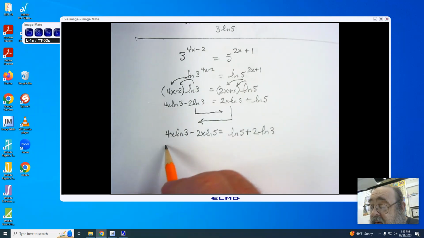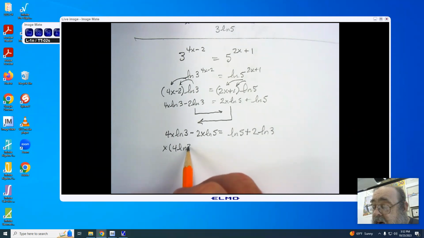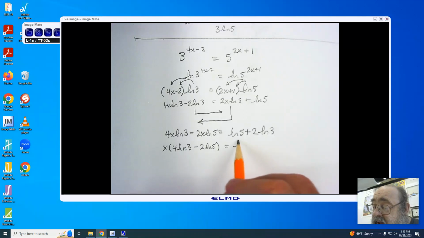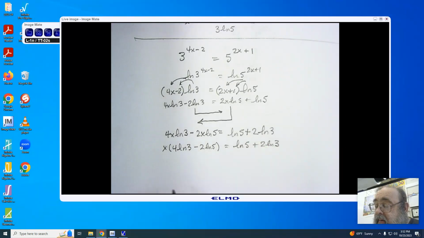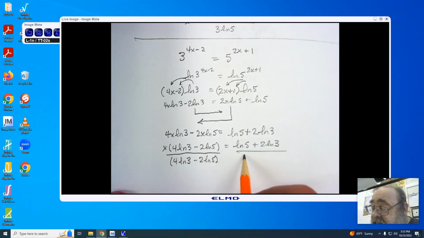I'm now going to factor out the x. That leaves me with x times 4 natural log of 3 minus 2 natural log of 5, and it equals the natural log of 5 plus 2 natural log of 3. The last step is to divide by the piece that's multiplied by the x. By dividing, I move it to the other side, and I have my solution.